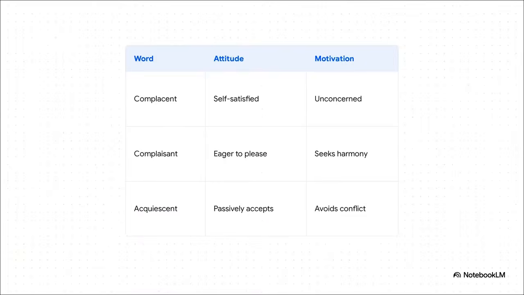And just to make things more fun, let's throw in a third word, acquiescent. Now, remember how a complaisant person actively tries to please you? Well, an acquiescent person is different. They just passively accept things to avoid a fight. They might totally disagree inside, but they'll go along with it quietly. So look at the motivations here. Complacent is self-satisfaction, complaisant is wanting to please, and acquiescent is just avoiding conflict.